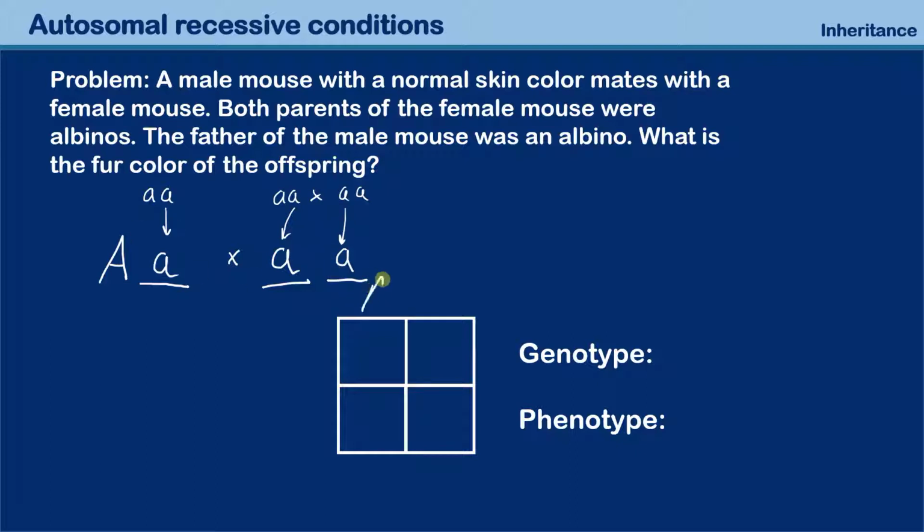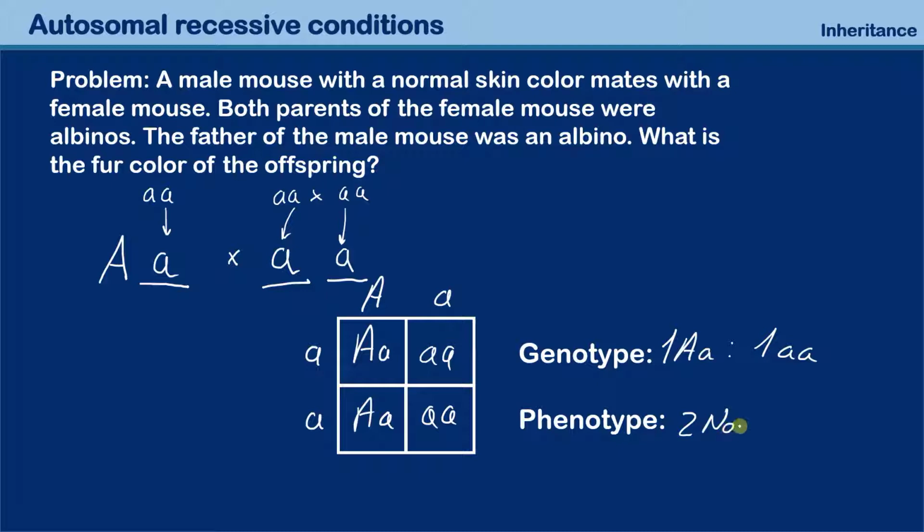Okay, I'm going to write this over here. Capital A, lowercase a, from this mouse over here, crossed with lowercase a from over here. And what do we have over here? We have the genotype. It is 1 capital A lowercase a to 1 lowercase a homozygous recessive. Phenotype, 2 normal to 2 albinos. We simplify this, of course. I have done this already before, so it's 1 normal to 1 albino.